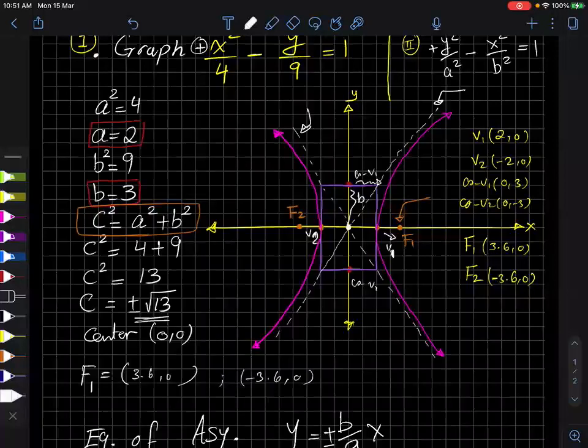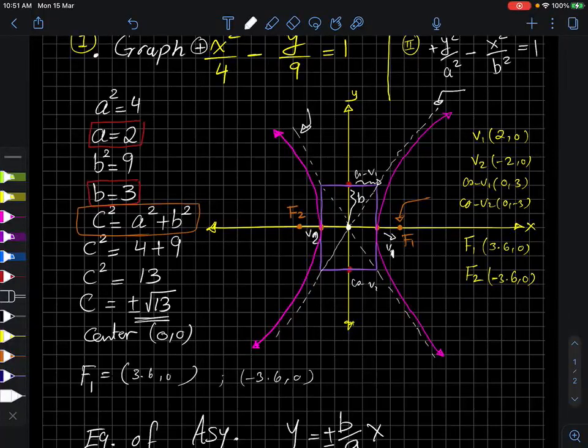How to graph? It's very interesting, guys. You should plot first at the center 0, 0. Move right 2 units, left 2 units, up 3 units, down 3 units, because your b is 3 and your a is 2. Draw your rectangle that connects the vertices and the co-vertices, and then draw the asymptotes. The asymptotes pass through the corners of this rectangle and also the center. And then draw your branches, your parabolas, right and left.